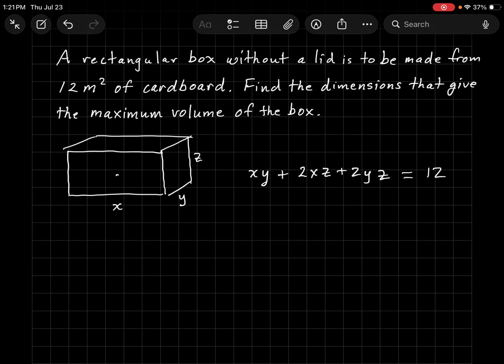That's just a surface area. I have two of the main sides, like the front and back, and then two of these other sides, left and right. Those are all surface areas, and I have 12 meters squared total. Now I want to maximize the volume. So the volume is going to be x times y times z.